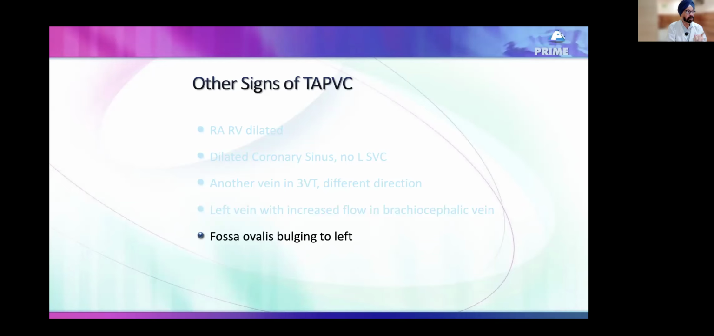Fossa ovalis, which is not bulging to the left side because pulmonary veins are not entering into the left side, so it's bulging more to the right. As they are entering into the right, it's producing an aneurysmal fossa ovalis. Also a dilated inferior vena cava. One of the reasons for a dilated inferior vena cava or superior vena cava is TAPVC entering into the respective vein.